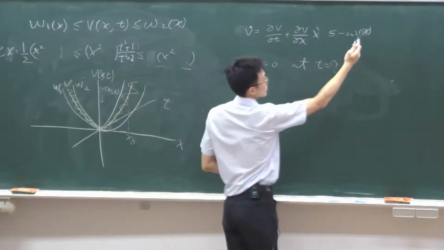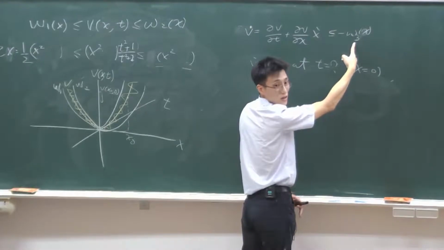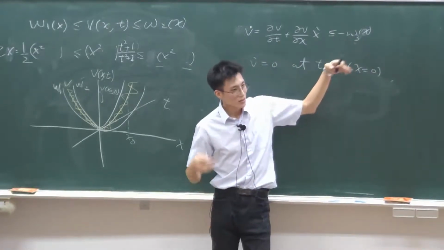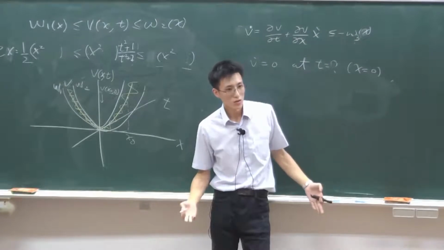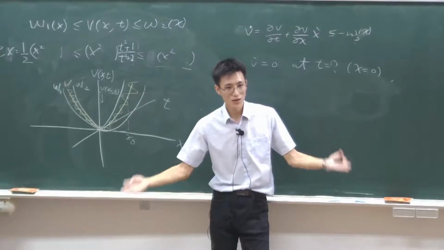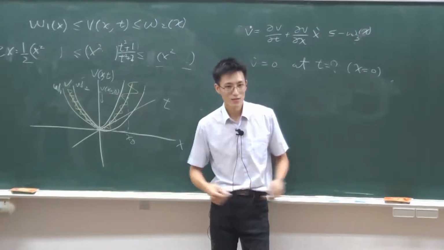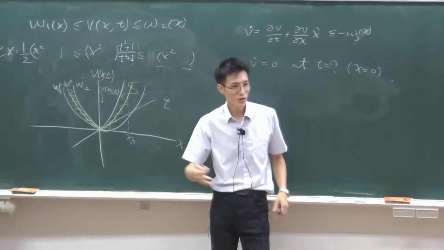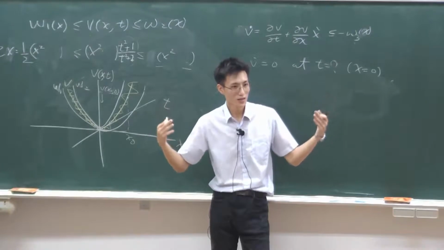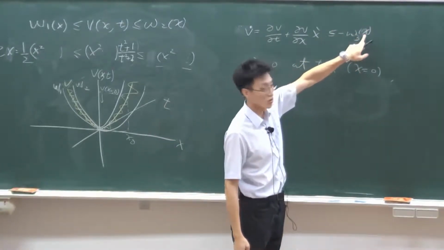Only when x is 0, right? Because it's a PD function. The only condition for this to be 0 is what? X equal to 0, right? For a PD function, it can only be 0 at 0, right? You now connect what we used before. A PD function is defined as being 0 at 0. So this function is only 0 when x is equal to 0, right?